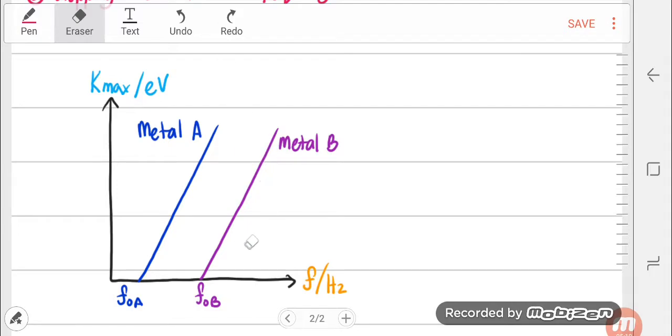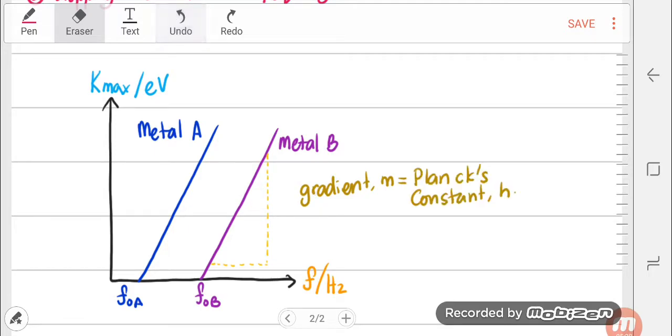And then we can see from this graph there's a gradient, and this gradient, which is the same for metal A and metal B, the gradient m is equivalent to Planck's constant h. Alright, that's all for the Kmax versus frequency graph.